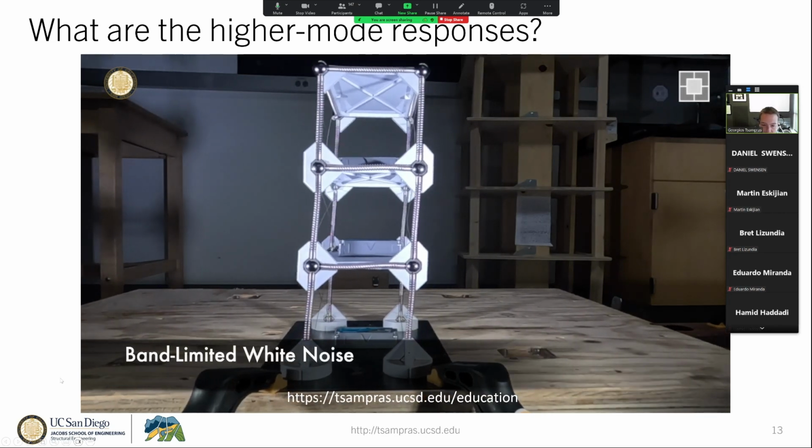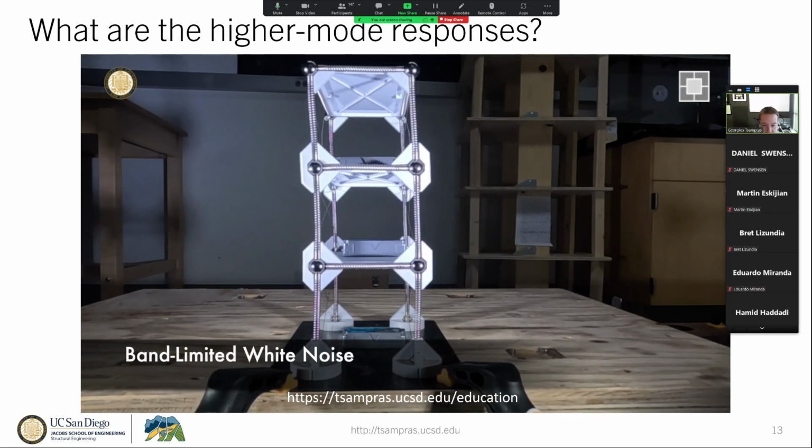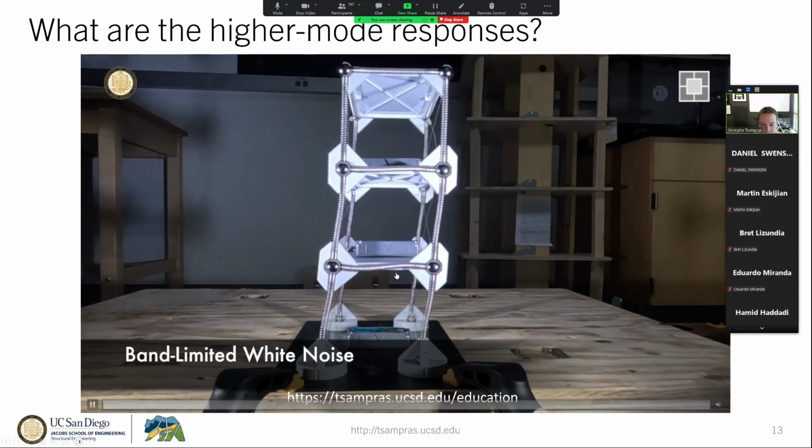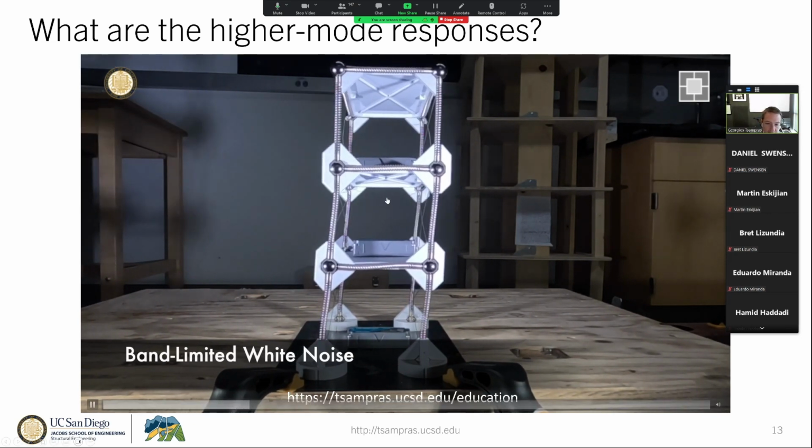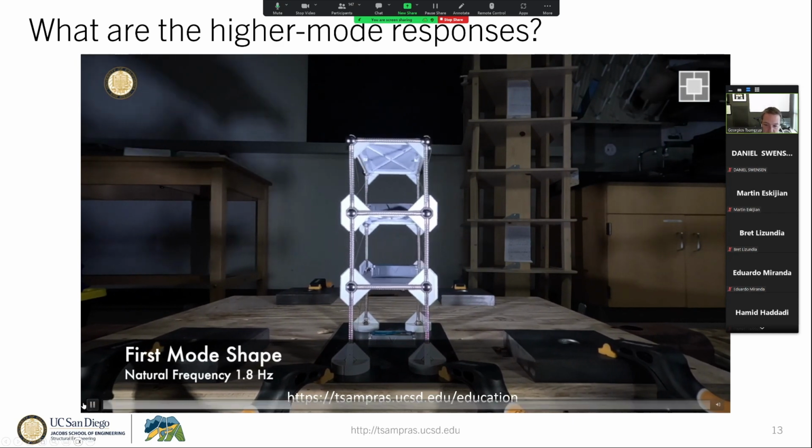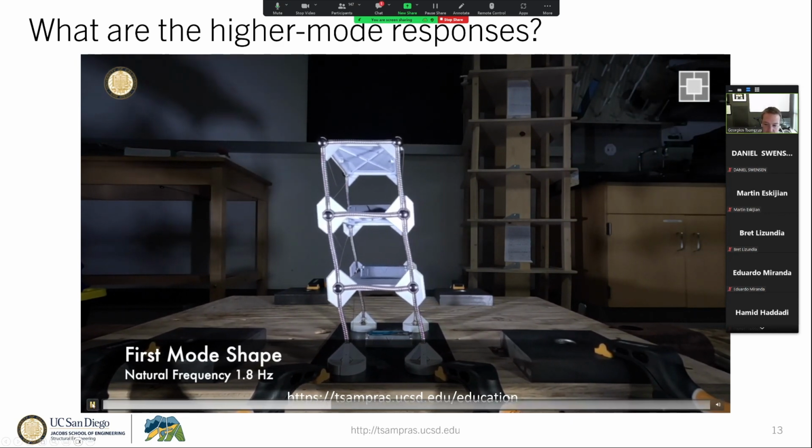So this model is subjected to an arbitrary ground excitation, we call it band-limited white noise, and we have this arbitrary motion. But this motion for a linear elastic system can be decomposed into different contributions of modal responses, as we call them. And this is the first mode shape. It's a very particular shape of response where all these floors or degrees of freedom that contribute to the seismic response of this building move synchronously with this shape.